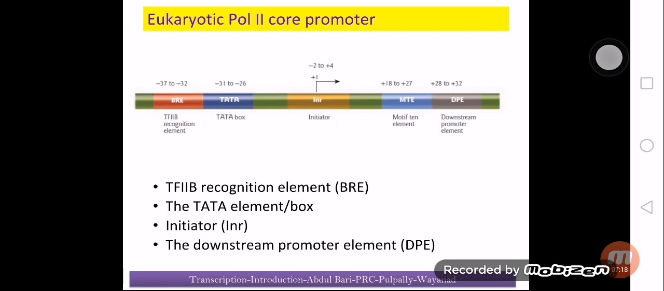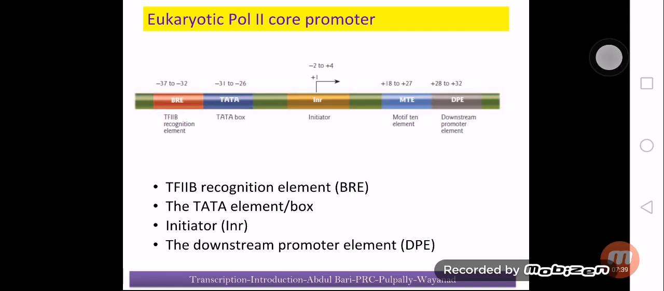And in the downstream, one is the DPE, the downstream promoter element, and the second one is MTE, the motif ten element. So altogether this represents a eukaryotic promoter sequence in the majority of genes, right?